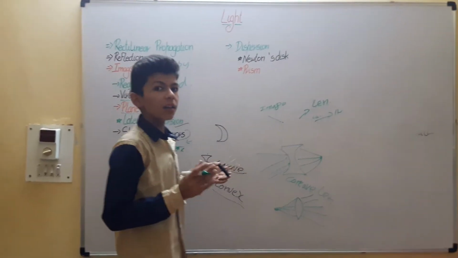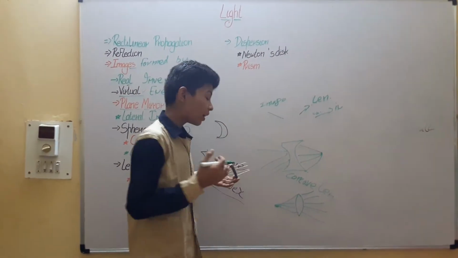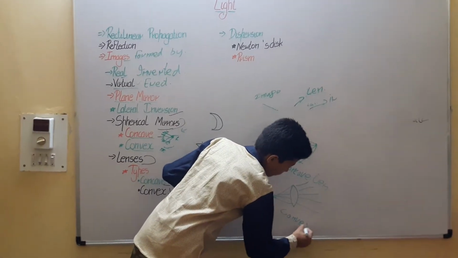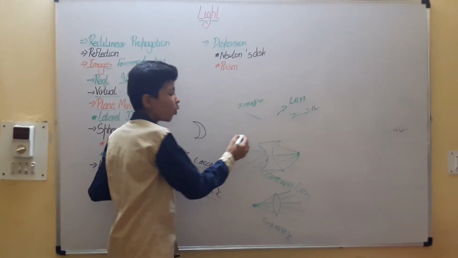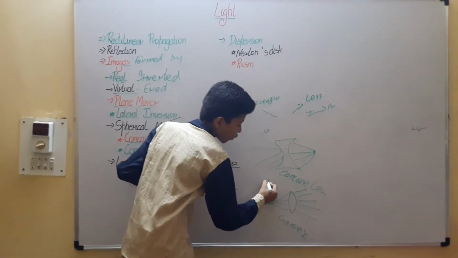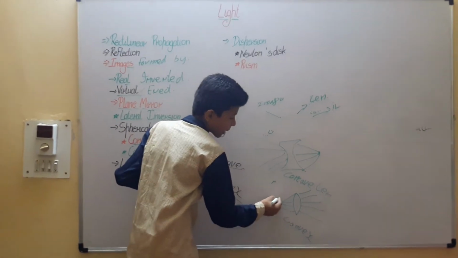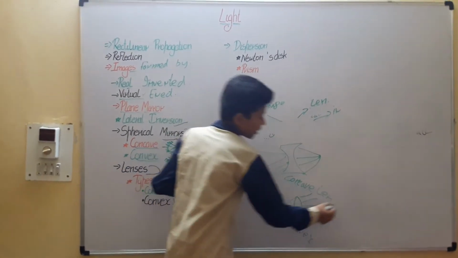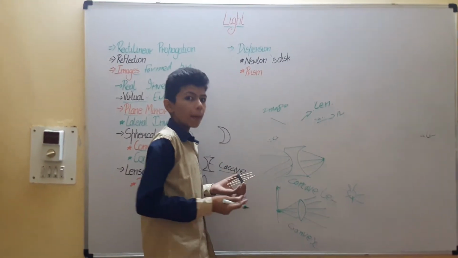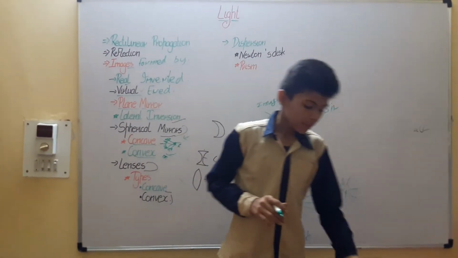So you can burn a piece of paper with the help of sunlight and a convex lens, because it has more focus. This does not have any focus here, but this has more focus. So keeping a sheet of paper here and the source of sunlight would produce enough heat to burn the paper.